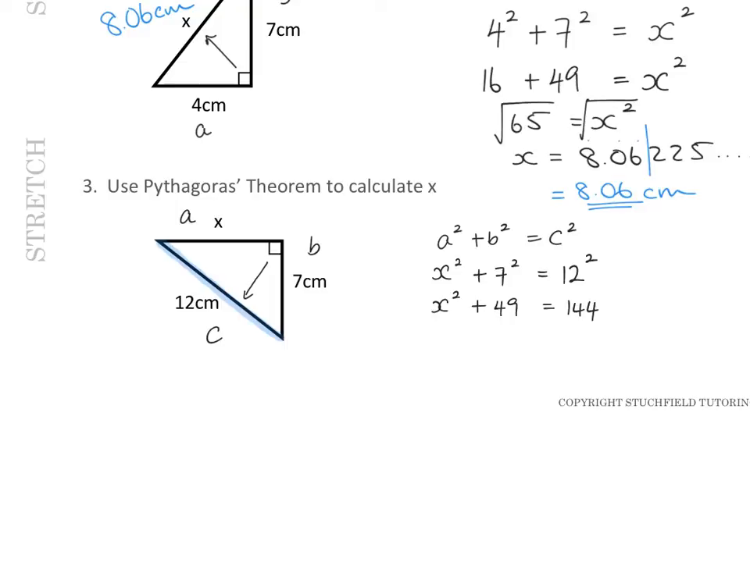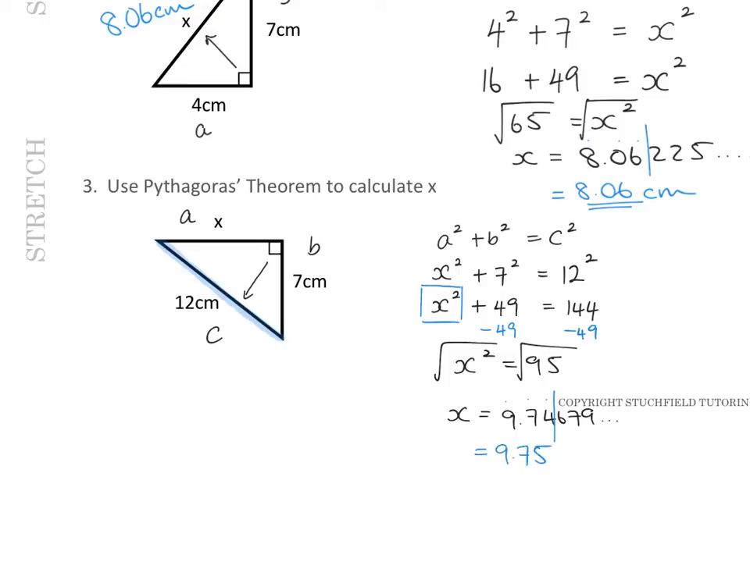Now the problem I've got is x squared isn't on its own this time. But I can apply my knowledge of solving equations to work out what x is. So I'm left with x squared equals 95. Then I can square root at the very end. And then again, 1, 2, 3, so equals 9.75. And that makes sense, because 12 has to be the longest side.